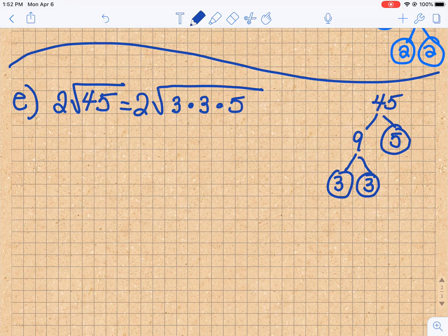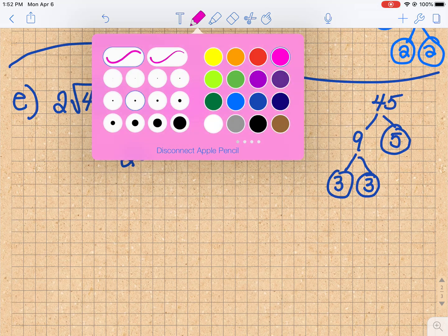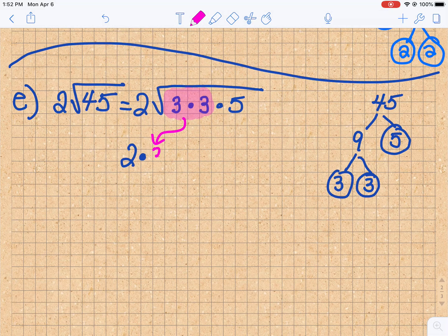Do we have a set of prisoners to escape? Yes, we do. We have a 3 and a 3. Now that 2 is waiting on the outside, and whoever escapes multiplies by the 2 on the outside. So the 3 escapes. Remember, something horrible happens on the way out. You'll have to ask Miss Sally. And 5 gets left behind. So our final answer for this one is 6 root 5.